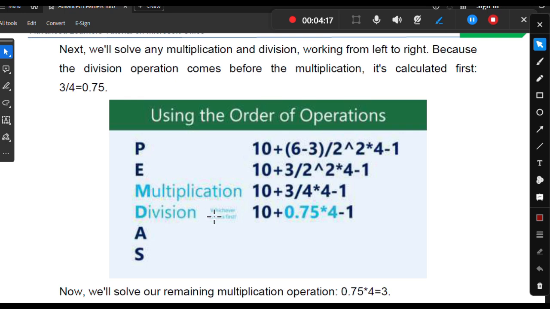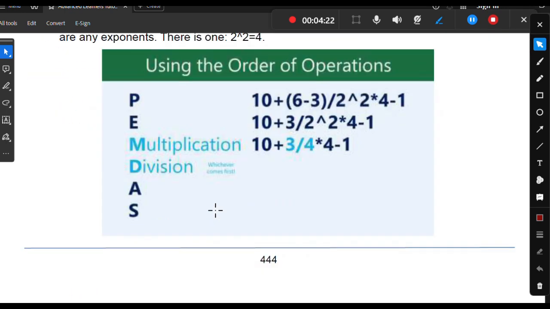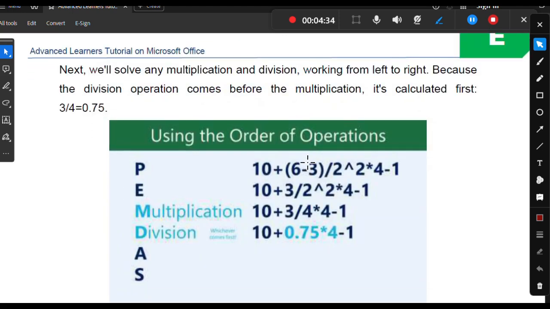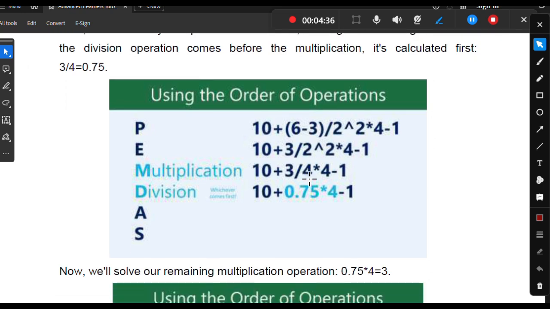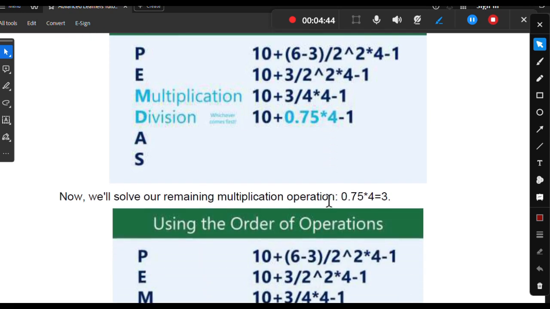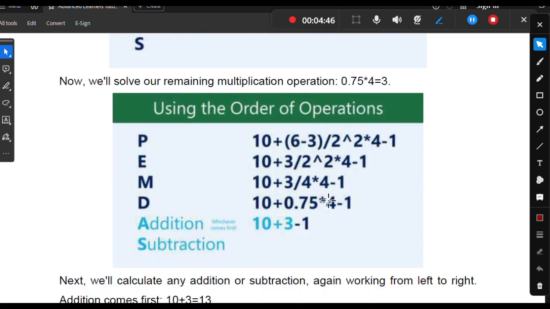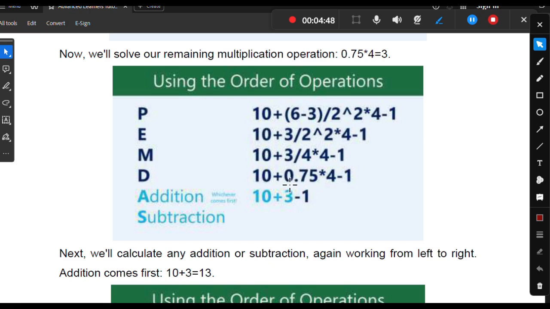Division comes before multiplication, so it did that one first: 3 divided by 4, which gives us 0.75. Then it now comes to the part of multiplication: 0.75 times 4. So when you go to the next stage, which is addition, this 0.75 times 4 is equal to 3.